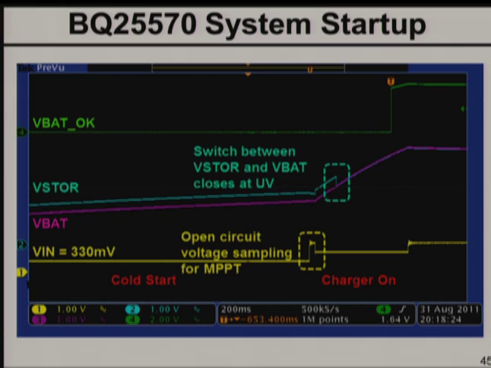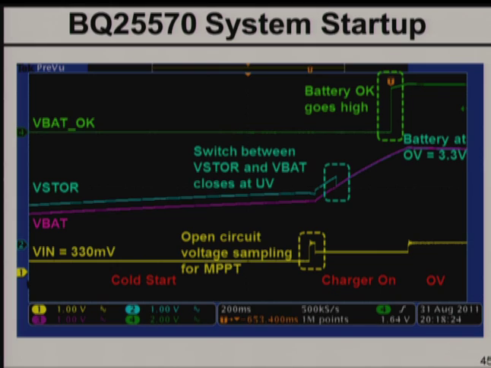Once the storage reaches the undervoltage threshold of the battery, that's when the battery switch is connected so the battery can power the overall system. When we reach a threshold which can be externally set, called the battery OK, this tells the load circuits, okay, now there's enough power for you to power the system. And so that's what the battery OK threshold is for. And then once we reach the overvoltage threshold of the battery, the entire system just shuts down. There's no more energy obtained from the input.